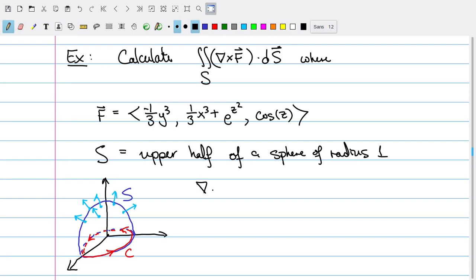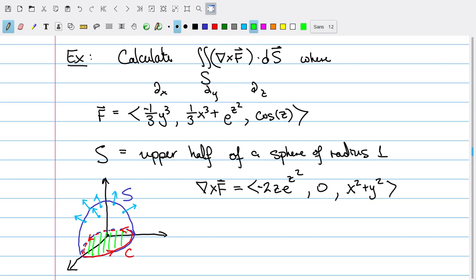Now I calculate the curl of f to be the vector (-2z e^(z^2), 0, x^2 + y^2). And if I'm thinking about integrating that over the top of the sphere, that's going to get pretty complicated pretty quickly, because that e to the z squared function is not very friendly. But from what I just mentioned, I can relate that to the integral over a similar surface, or any other surface with the same boundary. And this green surface down here has the same boundary, and I just want to give it the appropriate orientation as well.